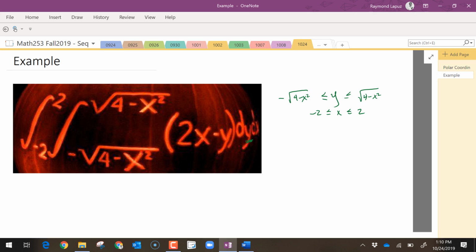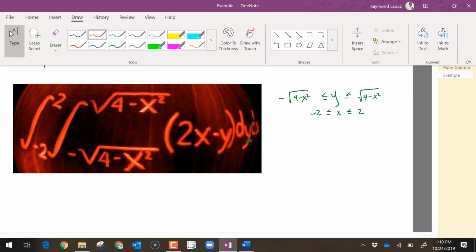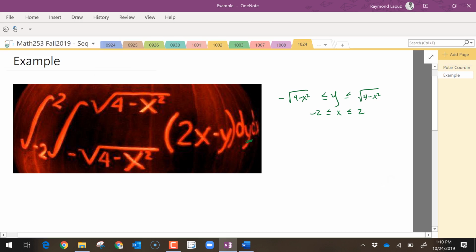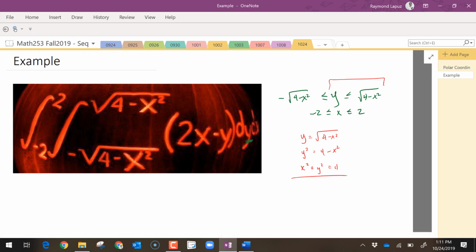To begin thinking about drawing this, because it looks really complicated, I might want to focus on this relationship, either the negative or the positive, it doesn't matter. Take y equals the square root of 4 minus x squared, and say, hey, what if we square both sides? And then what if we bring the x squared over to the other side? And then you have a circle, a radius 2.